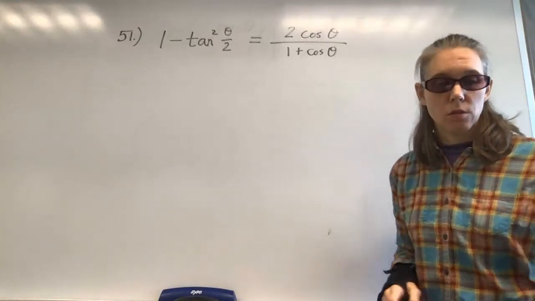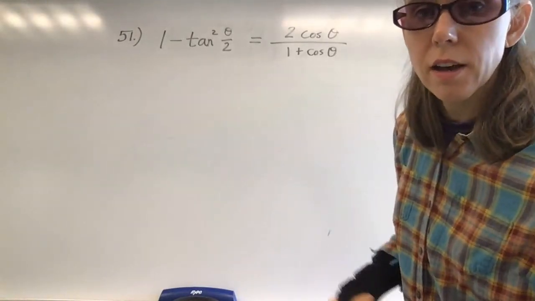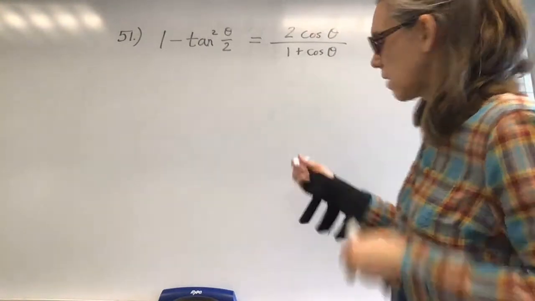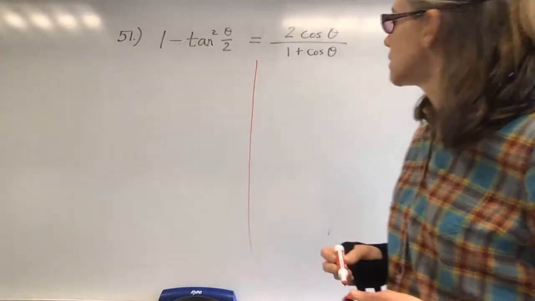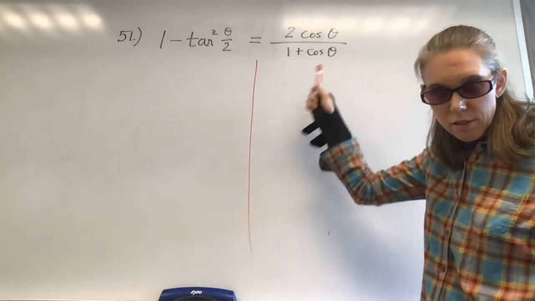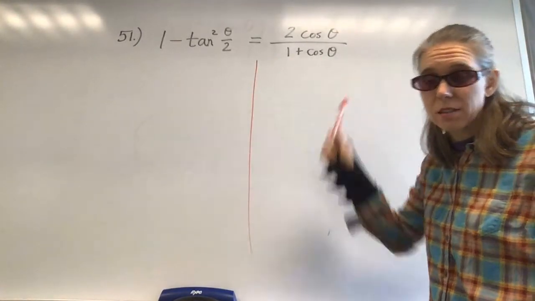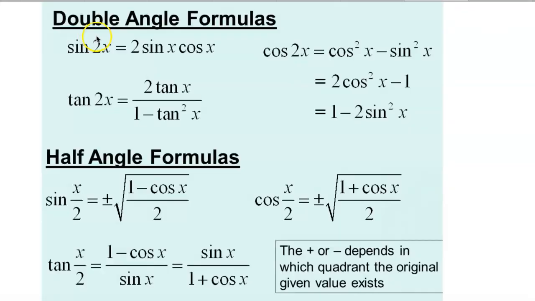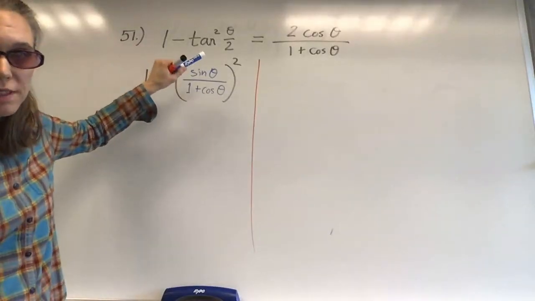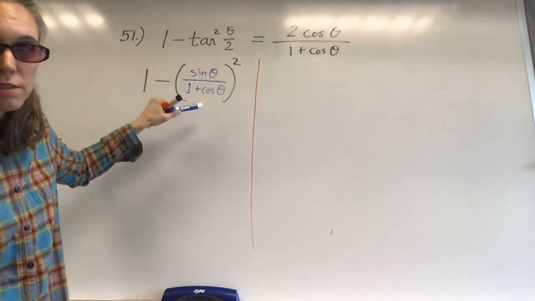All right? So first of all, I'm going to see that I have a tangent of theta over 2, and I want to use one of the formulas. Keep in mind that my target, what I'm trying to get to, has a 1 plus cosine theta. So that means that when I choose my formula, I want to choose the one with a 1 plus cosine x. So I'm going to go ahead and replace tangent of theta over 2 with this second formula here.